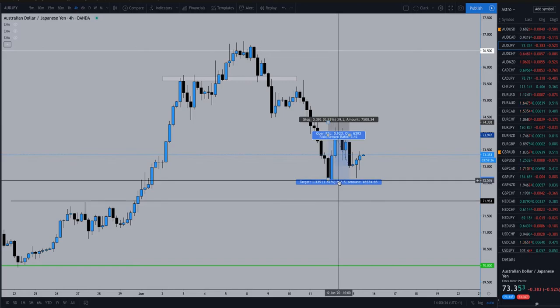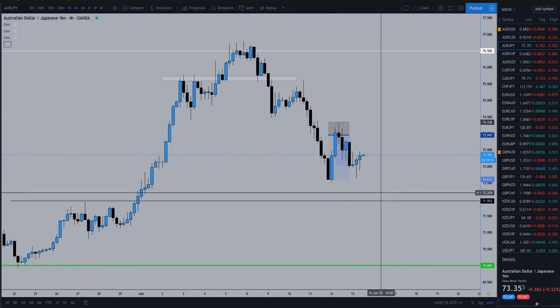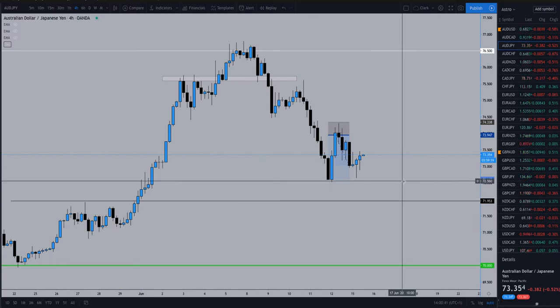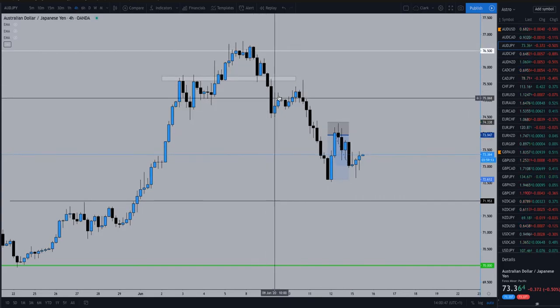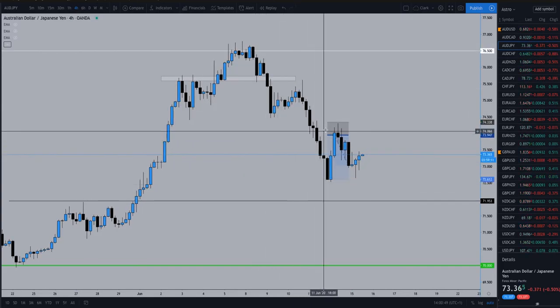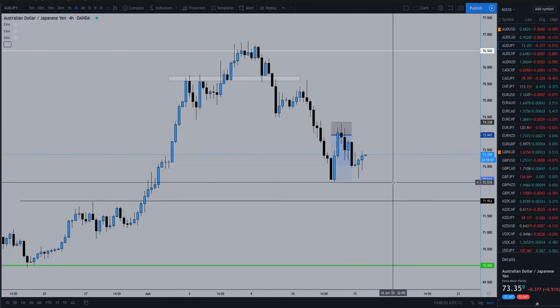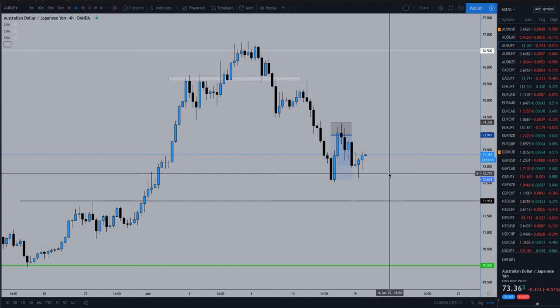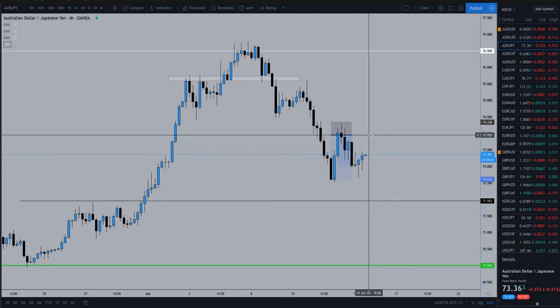So what we're seeing is definite rejection twice off of 72.5 area. But like I said, structure hasn't broken. We have high, lower low, lower high, lower low, lower high. Not quite a lower low, but that's not confirmed yet because we haven't broke the higher high, the lower high.